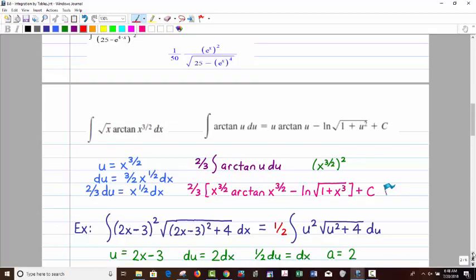Now this one looks like it could be done by integration by parts, because that's how you would integrate arctan of u, is by parts. Once again, we're just going to worry about using the formula. So this one's not too bad, because obviously u has to be x to the 3 halves. And then when you take the derivative of it, you'll get that x to the 1 half, which is square root. But we have a 3 halves here, so we have to adjust for that and make that 2/3.